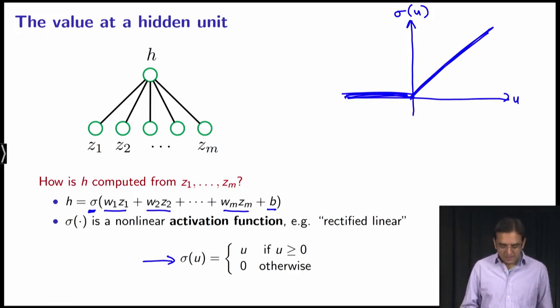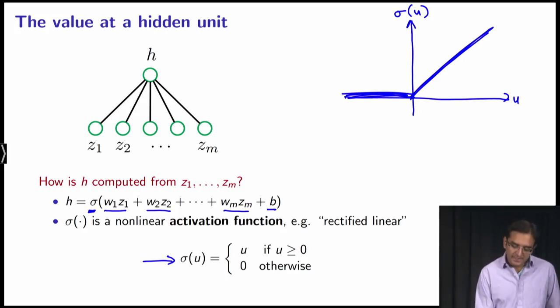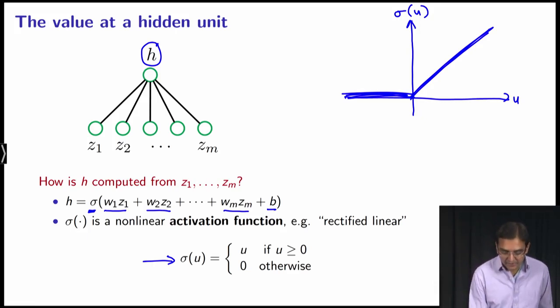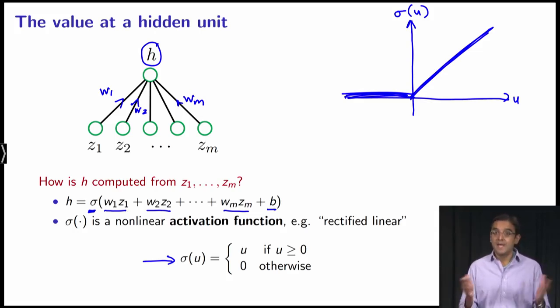So let's summarize. The function that gives us h from its parents, z1 through zm, is parameterized by w1 through wm and by an offset b. We can in fact imagine that w1 through wm are weights on these edges, w1, w2, all the way to wm. So what we do is we compute z1 times w1, z2 times w2, zm times wm. We add them up, we add b, that's our linear function, and then we look at the result, which is some real number. If it's positive, we keep it. If it's negative, we return 0. And that is h.